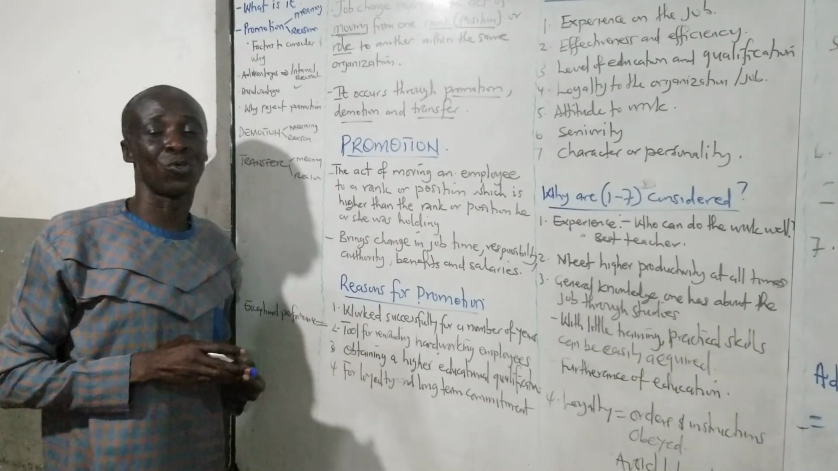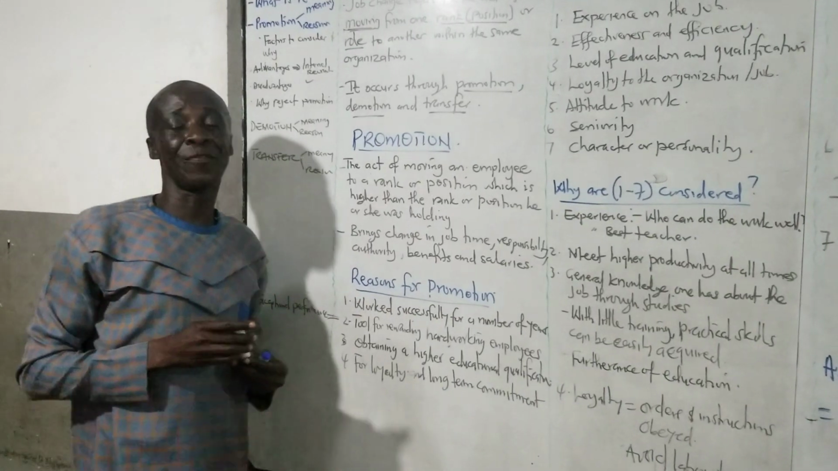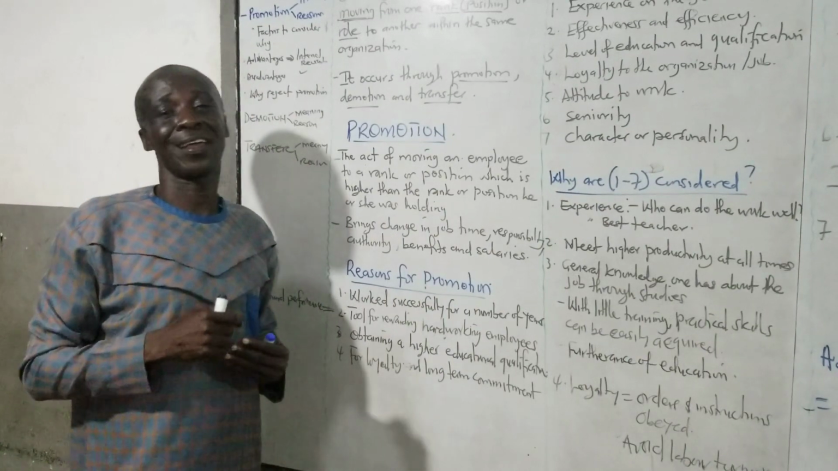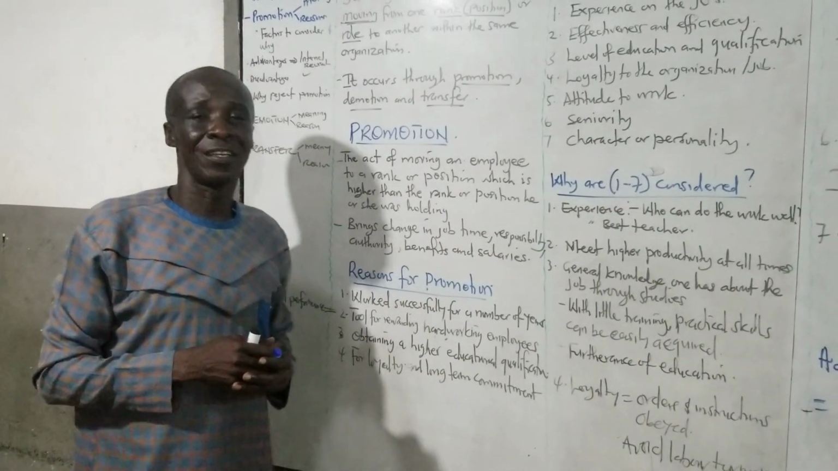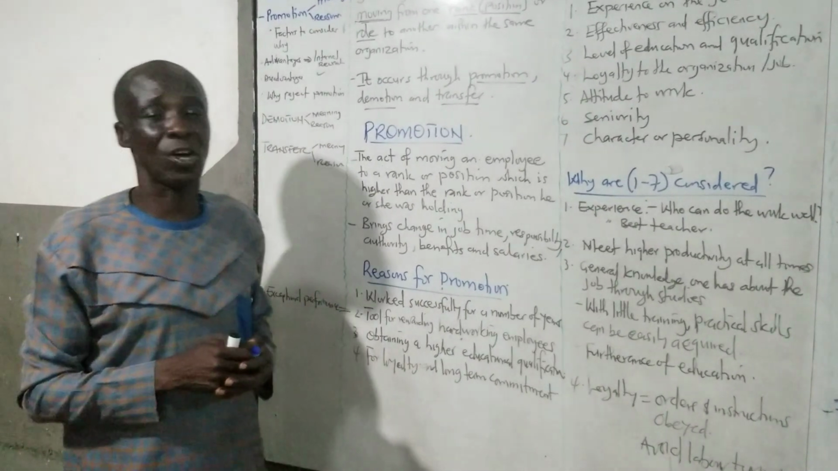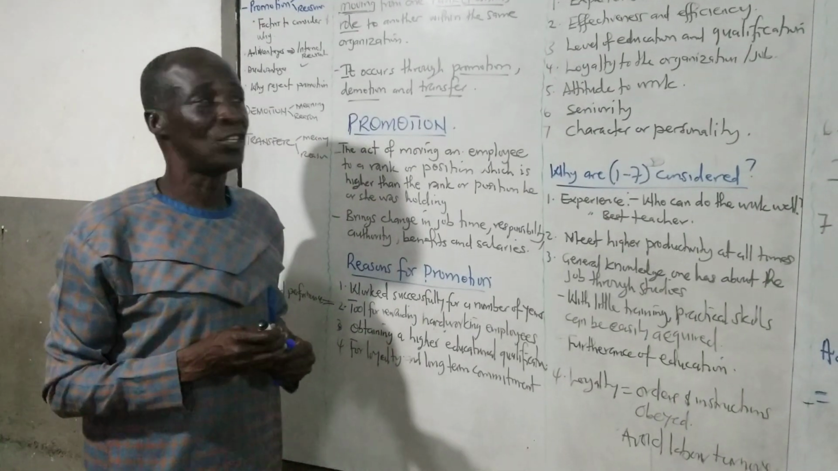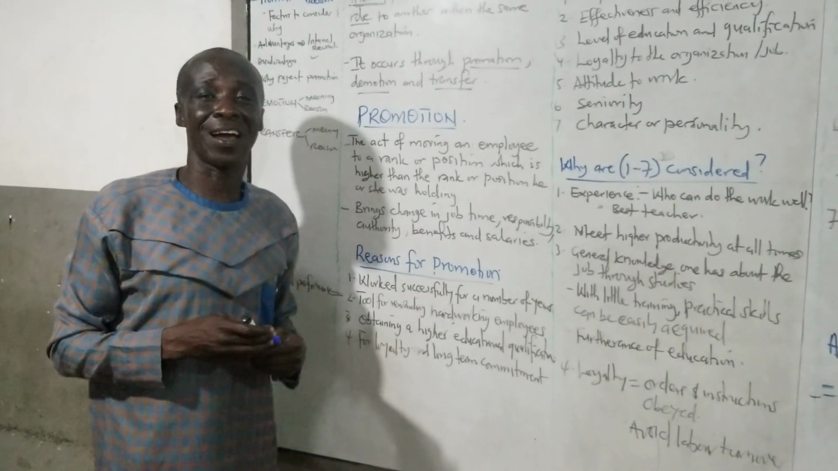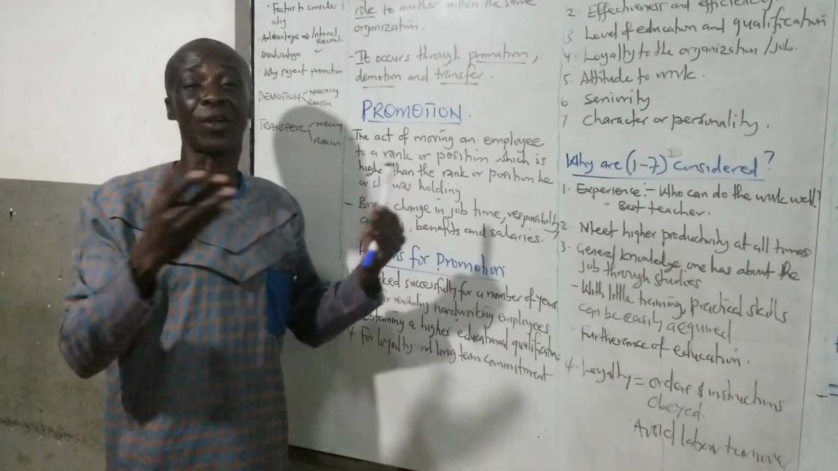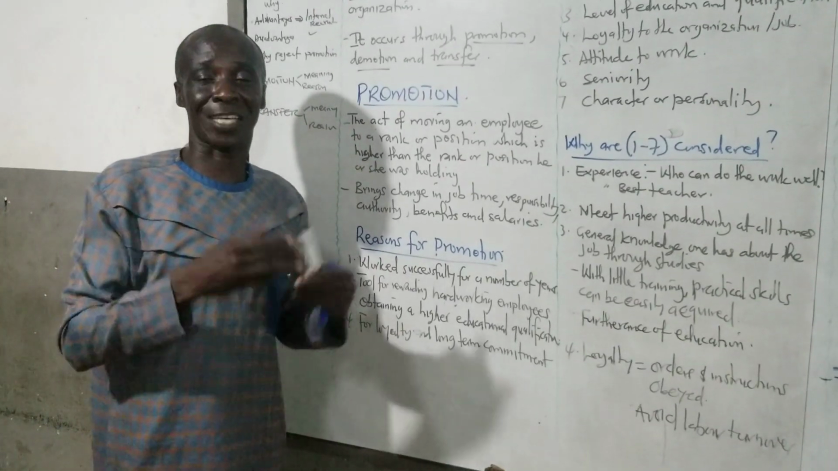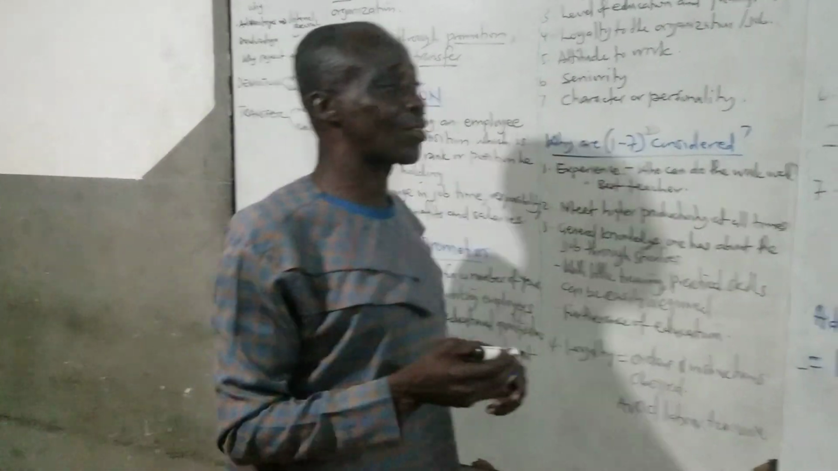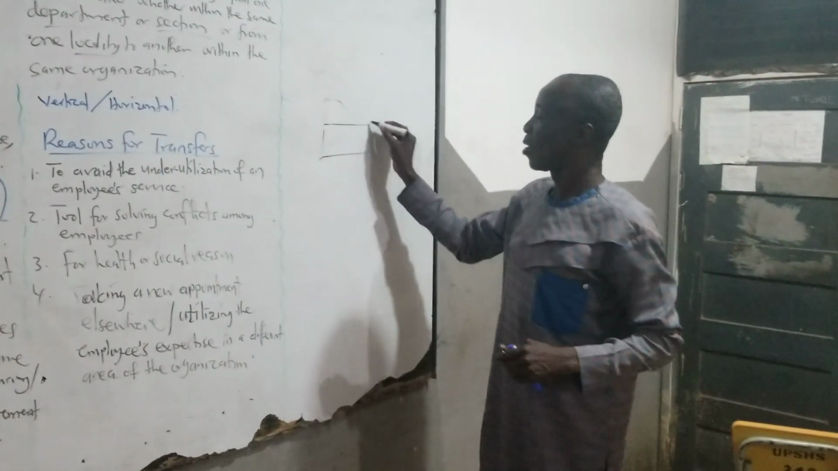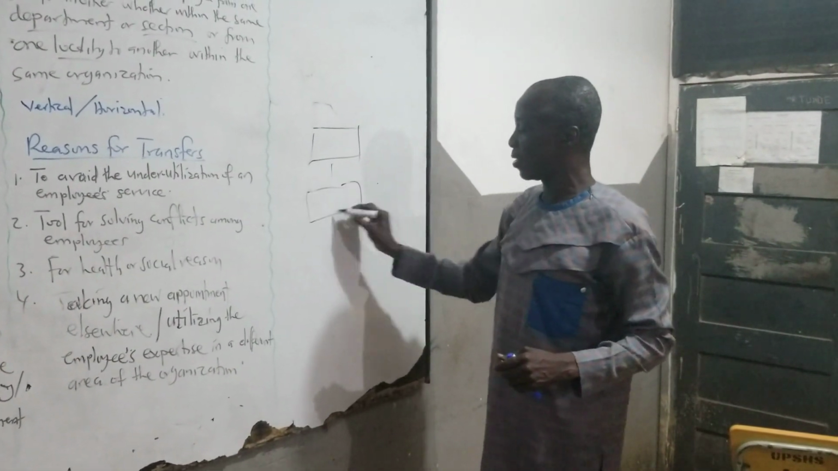Remember, you know what the rank is. If you are the managing director, you occupy a certain rank. If you are the production manager, you occupy a certain rank. So you are familiar with the typical organization, or let me say organogram, organizational chart. So if you look at an organizational chart, a typical organizational chart like this one.